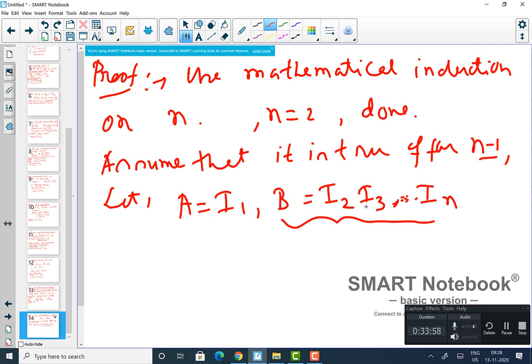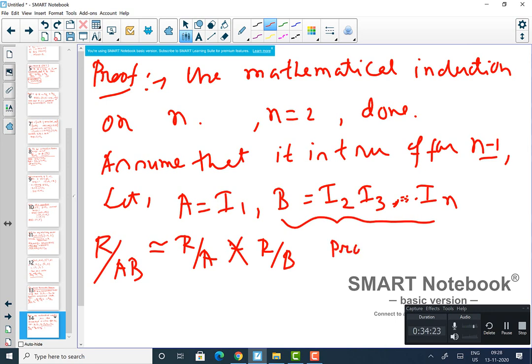Now if you have these n many things, then what happens? For 2 you know that R mod AB is isomorphic to R mod A direct product R mod B, provided what more you need, that A plus B has to be co-maximal. And this map is phi, right? The original map, you know already. So the original map phi is obviously onto. It is the same way we prove it, right?